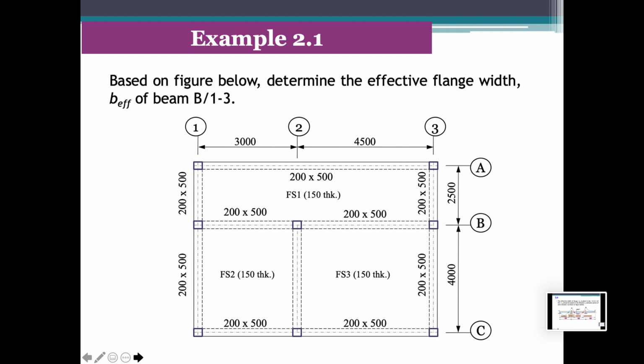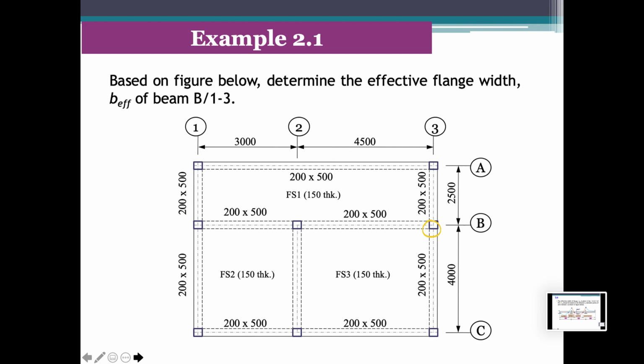Now look at the example here, how to get the value of B effective. The diagram shown here is a layout of a simple floor plan. Now, let us see how to get the B effective for beam B13. From this floor plan, we can see that beam B13 is actually a two-span continuous beam, which we can determine through the plan. The small box shows a column. Column means that the beam has three supports.